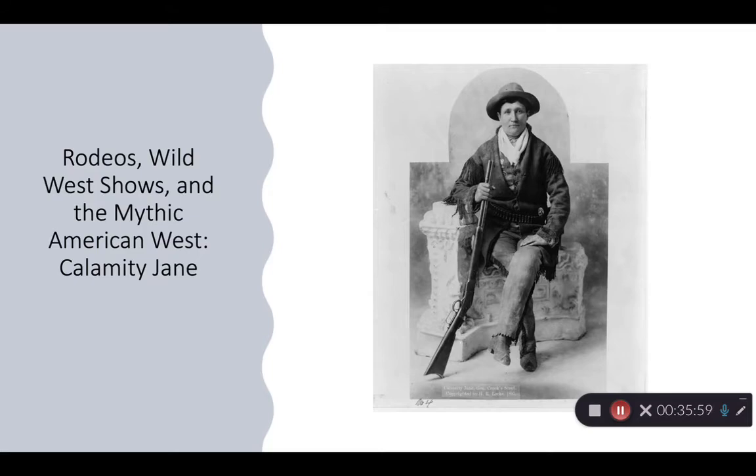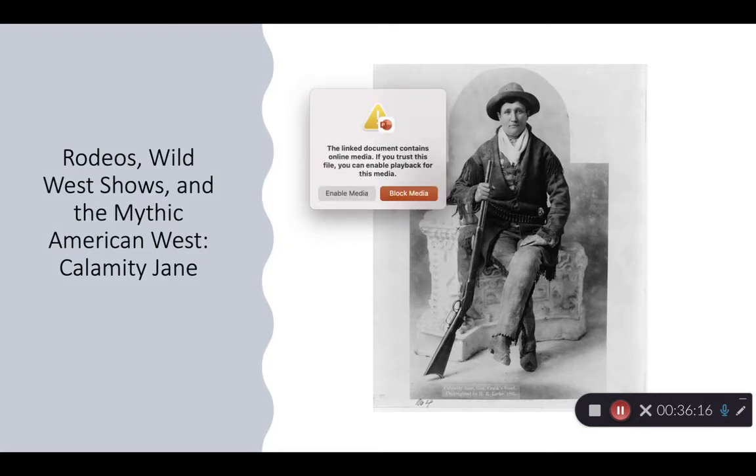So we have rodeos, Wild West shows, and the Mythic American West, and Calamity Jane. Calamity Jane was born on May 1st, 1852 in Missouri. Her real name is Martha Jane Canary, but she went by Calamity Jane. She was a frontiersman and sharpshooter, and she appeared in Buffalo Bill's Wild West show, which we'll look at a little bit on the next slide.